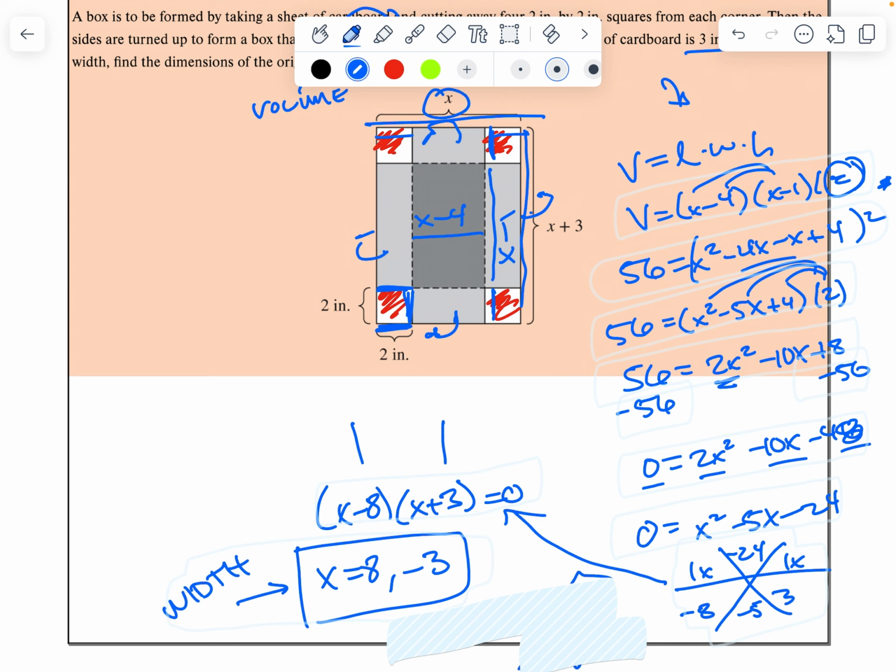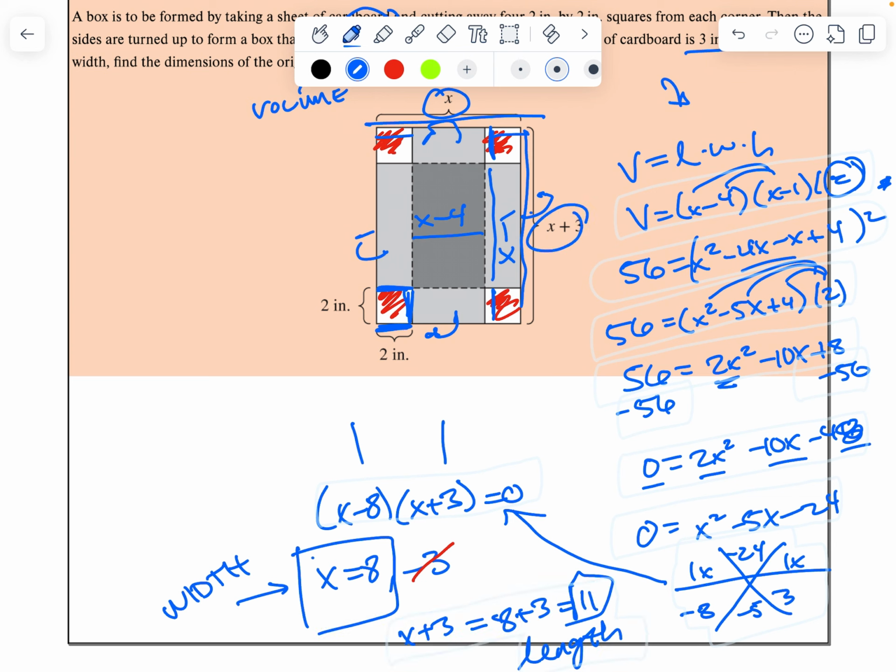Which one of those makes sense, we have to ask ourselves. Certainly not the negative 3, right? The negative 3 does not make sense because we can't have a side of a box be negative 3 inches. So then if x is 8 and our length is x plus 3, then it must be 11.